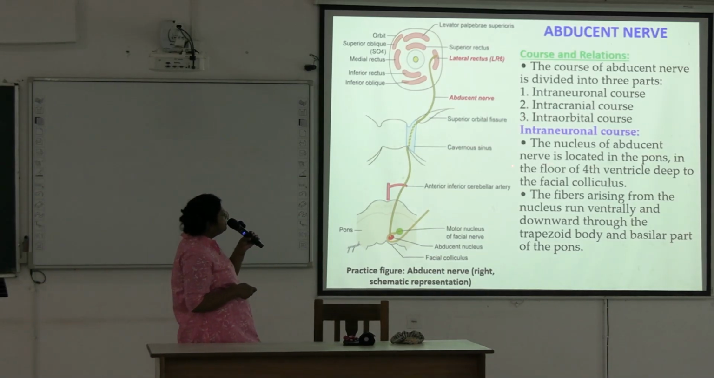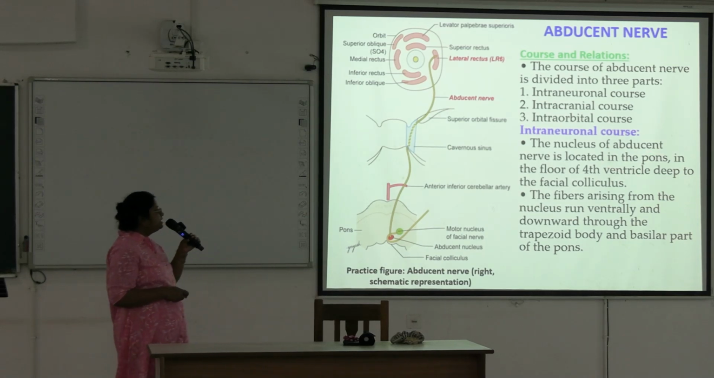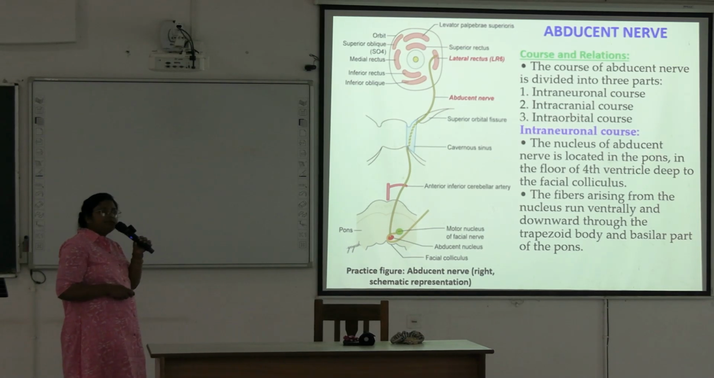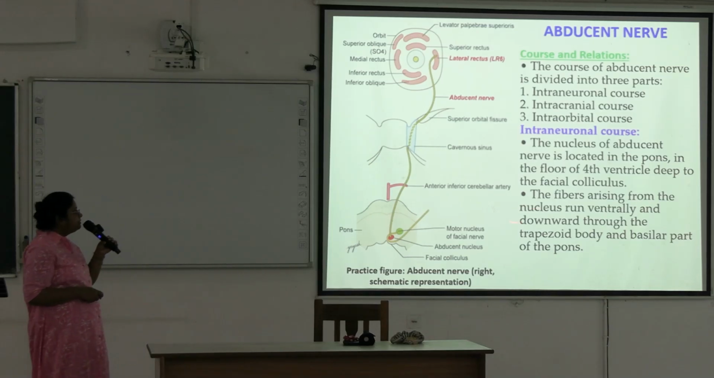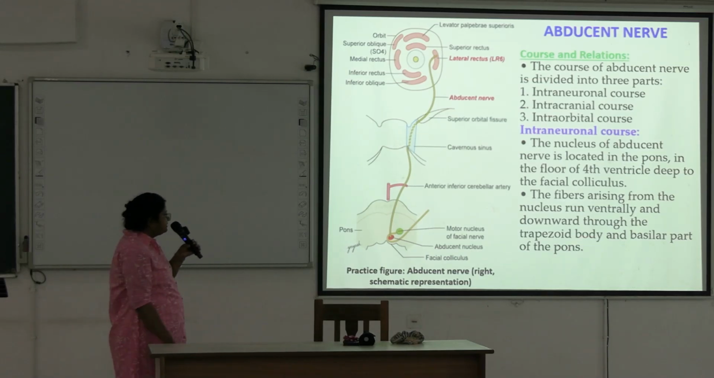The nucleus of the abducent nerve is located in the pons, in the floor of the fourth ventricle, deep to the facial colliculus, and the fibers arising from the nucleus run ventrally and downward through the trapezoid body and basilar part of the pons.